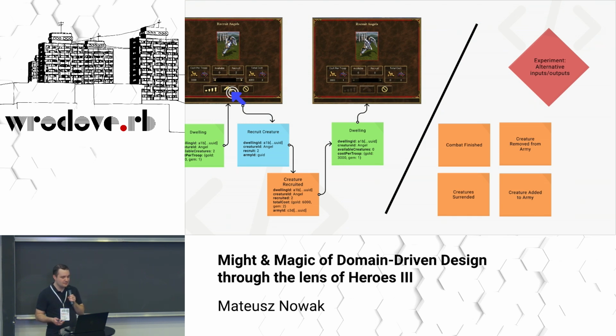Not only recruited creatures can join our army. For example, a creature like the skeletons at the beginning, they were fighting against us, but they can also decide to surrender and join our army as well. And in this case, it also influences our army. When the skeletons decide to surrender, we add them to the army, so the event creature added to the army may also happen after creature surrender.